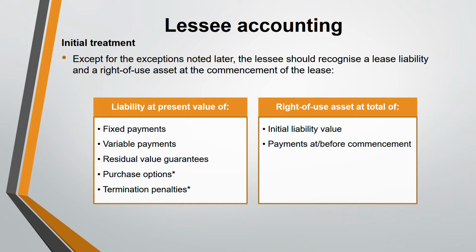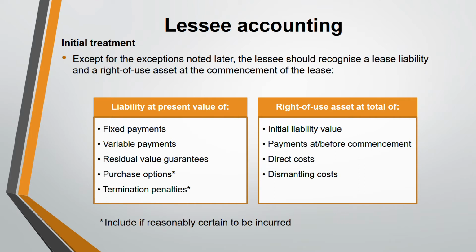What are these things? If you have made a payment before or at the commencement, you have to add this to the initial liability value for your right of use asset. If there are any direct costs, if there are dismantling costs, then you have to add them to the initial liability value, and that will be your right of use asset. But if there is no direct cost, no dismantling cost, no payment made at or before the commencement, your liability will be the same as the right of use asset. That is your initial liability value.